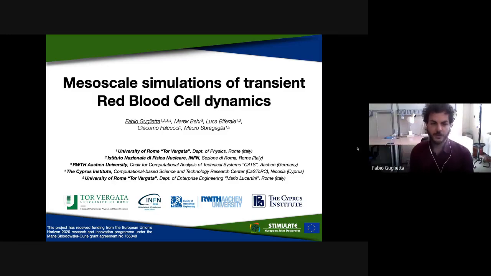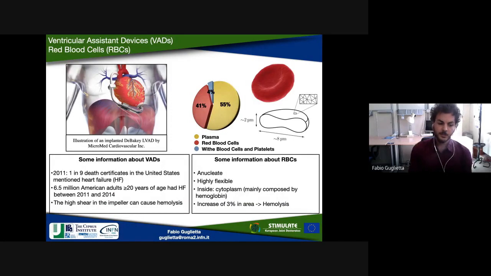So good morning to everybody. Today I'm going to talk to you about our work on mesoscale simulations of transient red blood cell dynamics in collaboration with Mark Behr, Luca Biferale, Giacomo Falcucci, and Mauro Sbragaglia. I am Fabio Guglietta, a PhD student at the University of Rome Tor Vergata, the Aachen University, and the Cyprus Institute. So why do we study red blood cells?